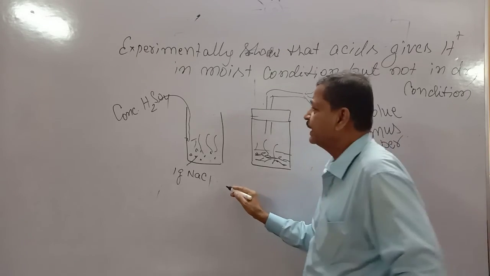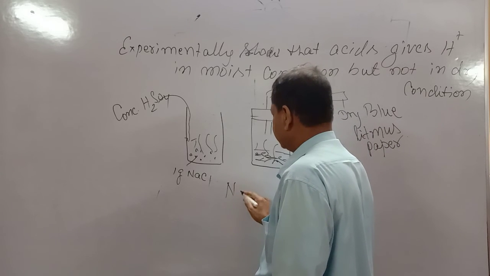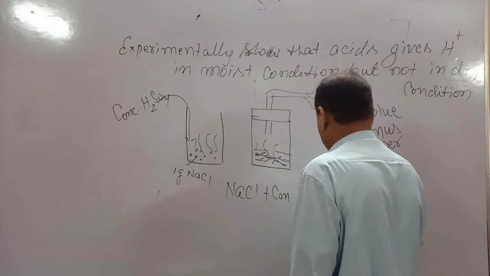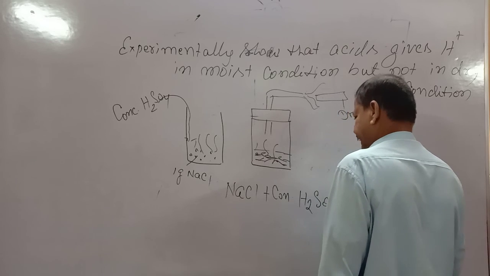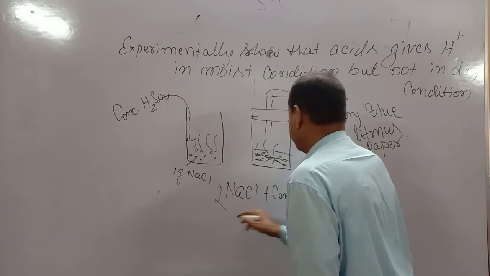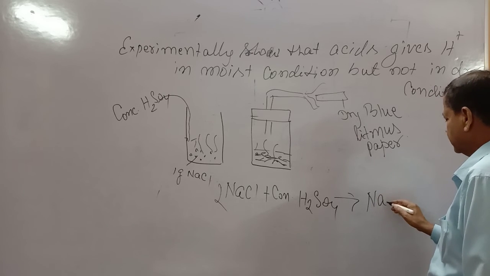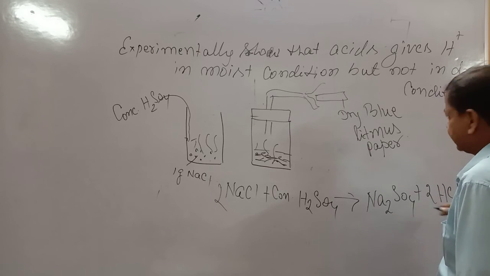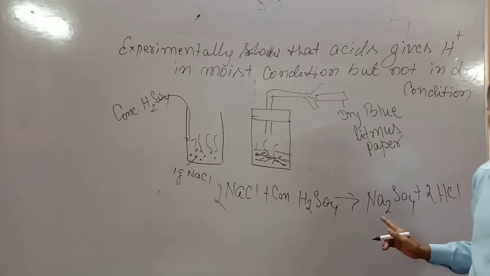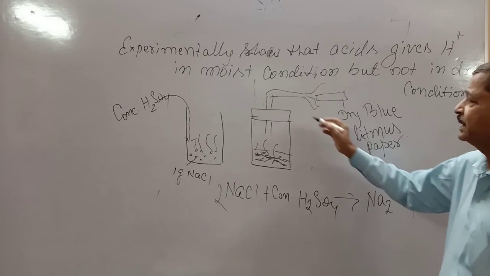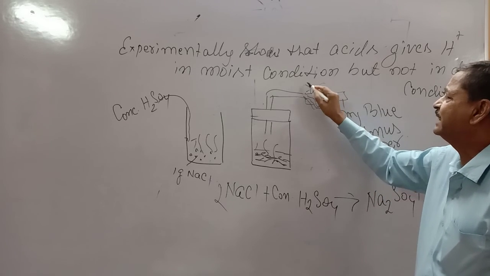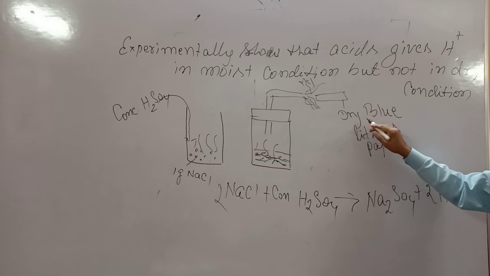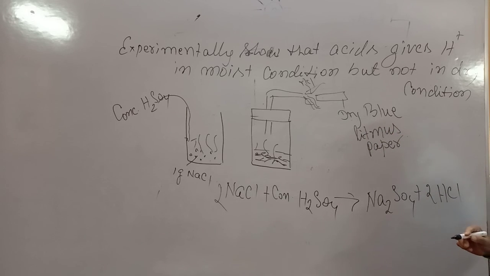The reaction that takes place is NaCl plus concentrated H2SO4 gives sodium sulfate plus 2HCl. This is the laboratory process of production of hydrochloric acid. So the gas evolved is HCl. The acidic behavior of HCl is not shown with the dry blue litmus paper.